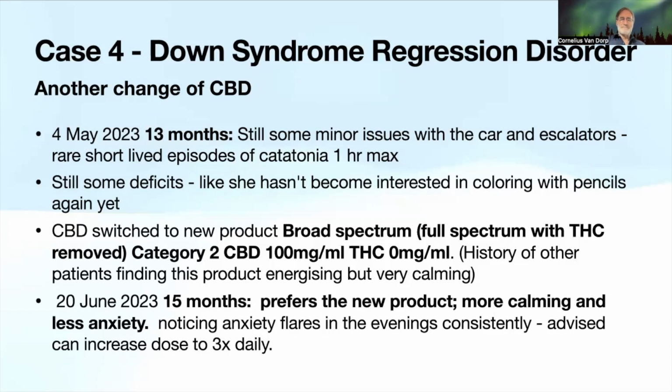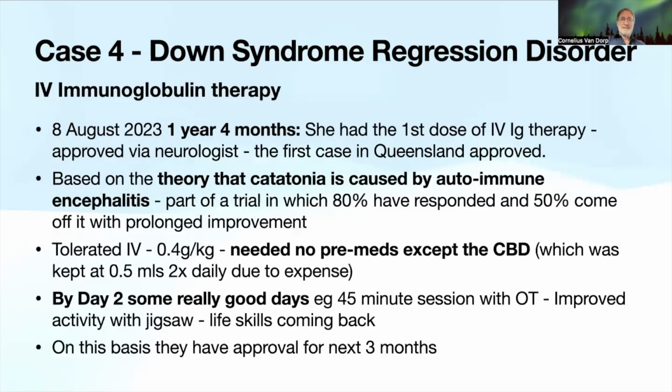Then at 13 months, we decided to try another one. This is a broad spectrum CBD in olive oil. And with that one, same dose, 50 milligrams twice a day with 0 THC. Actually, mum preferred the new product, more calming, less anxiety, noticing anxiety flares in the evening. And so I told them they can increase the dose to 3 times daily.